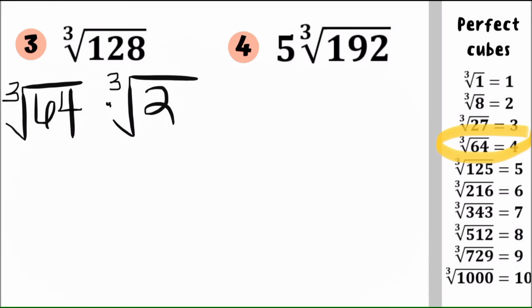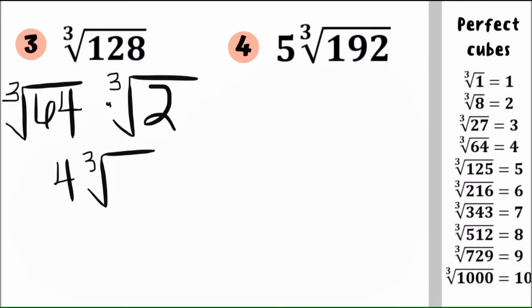And I know what the cube root of 64 is, so I can always reference my chart over here on the side. The cube root of 64 is 4. So this becomes 4 cube root of 2. And that is my answer.